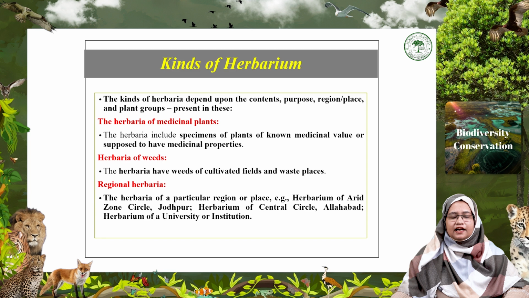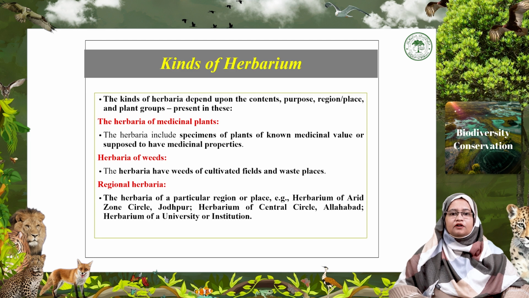And the third kind in this particular category is the regional herbaria. These are herbaria of a particular region or place, like the herbarium of the arid zone circle, Jodhpur, herbarium of the central circle, Allahabad, or herbarium of a particular university or institution. So these are different kinds of herbaria depending upon their purpose, content and plant groups.